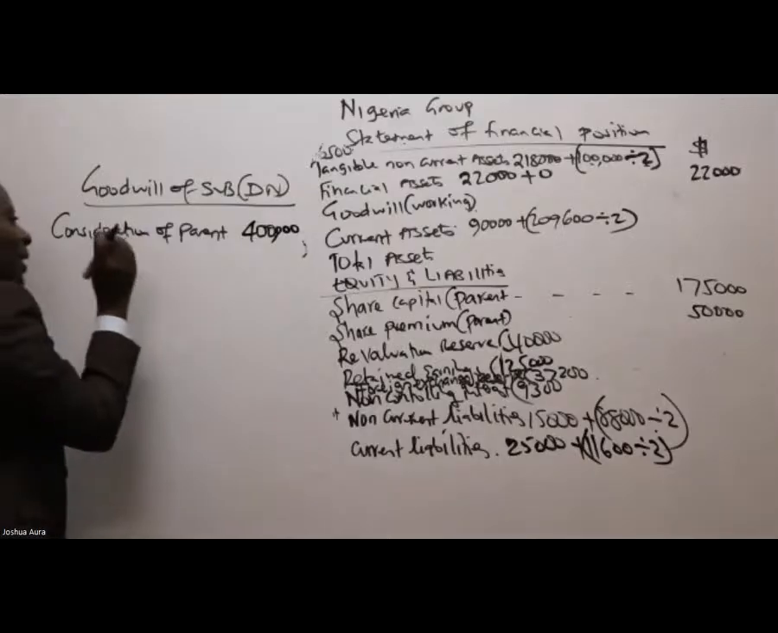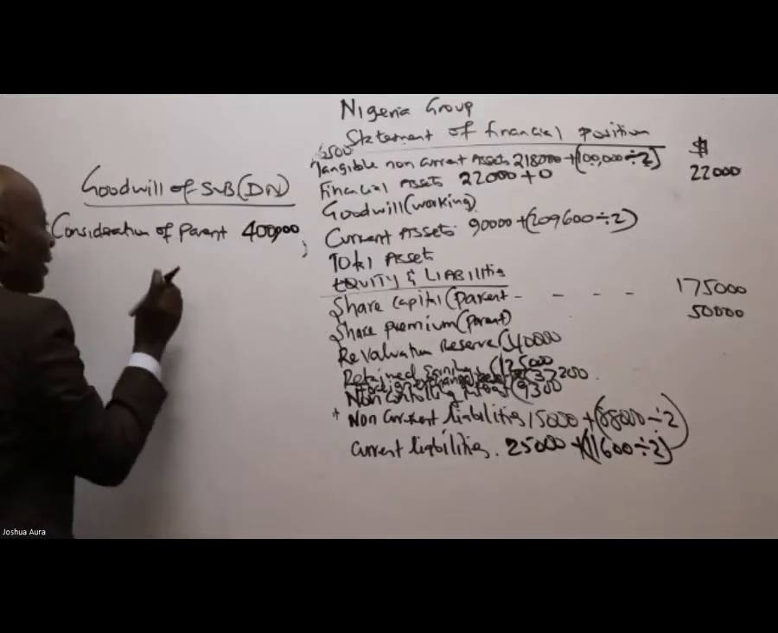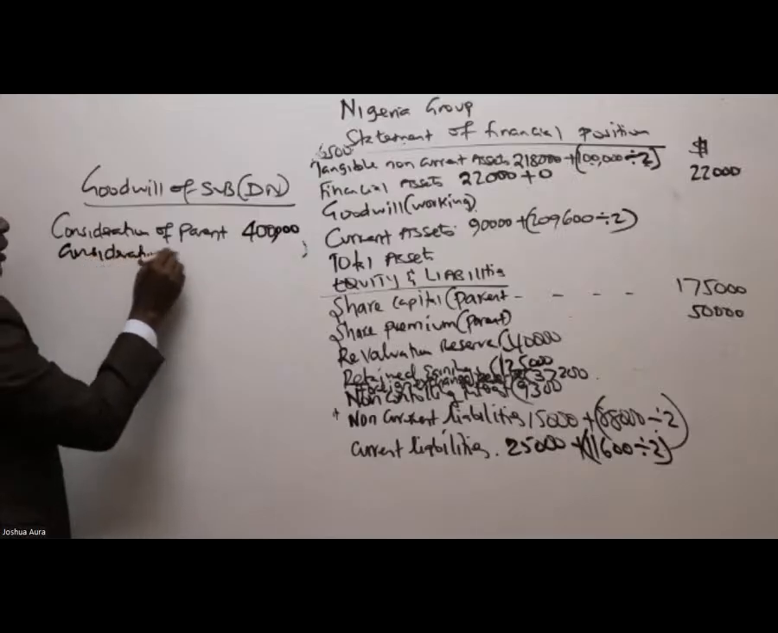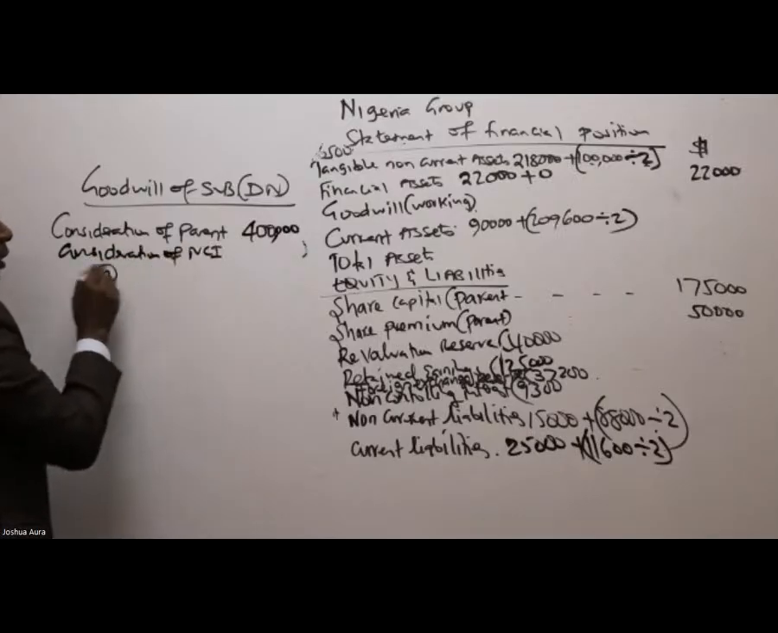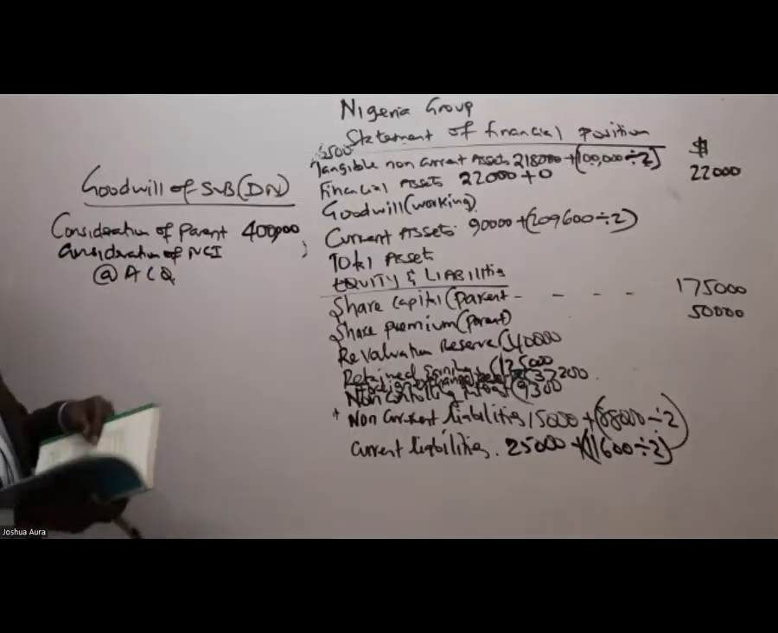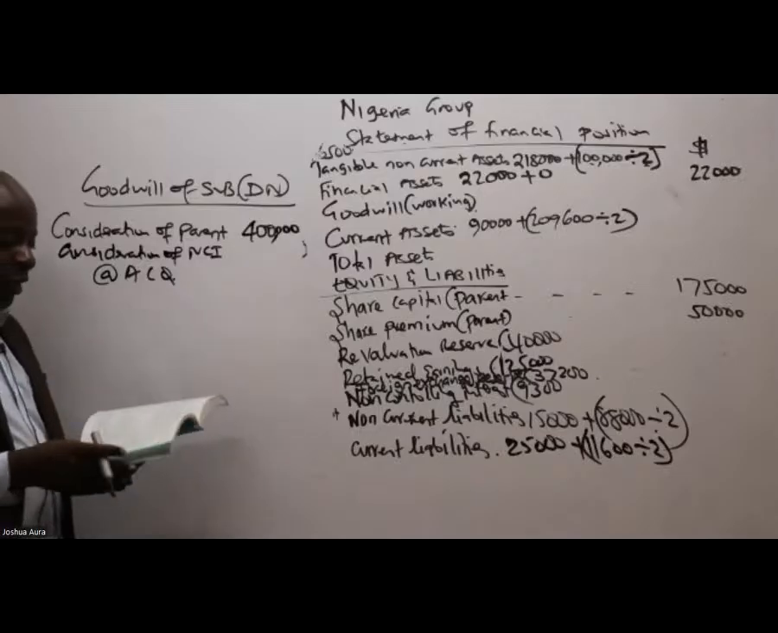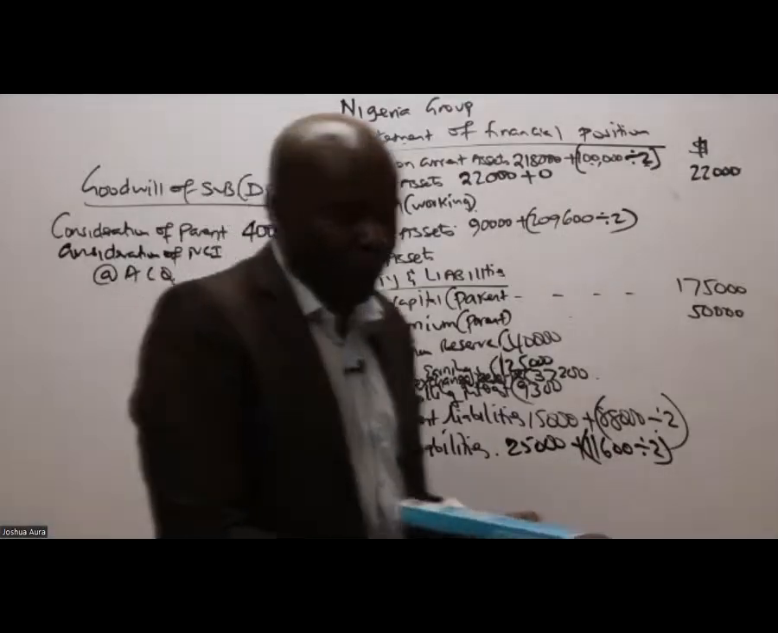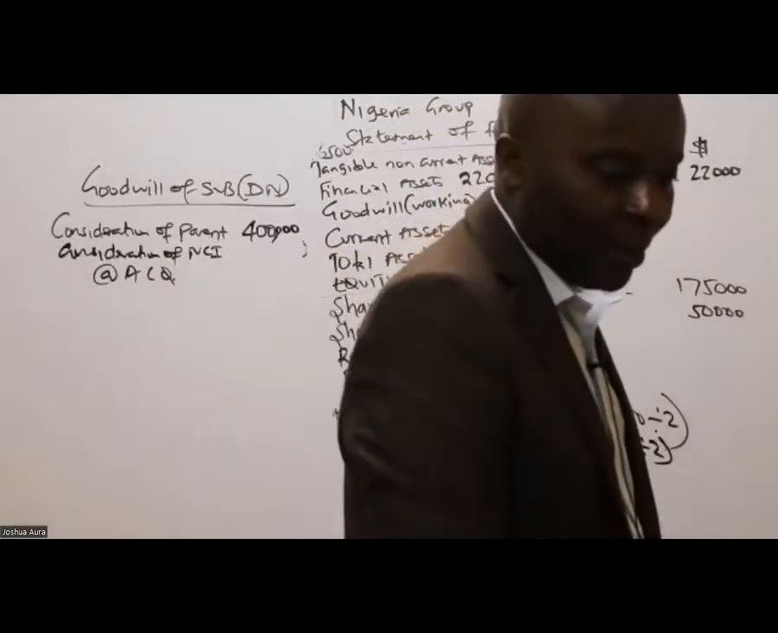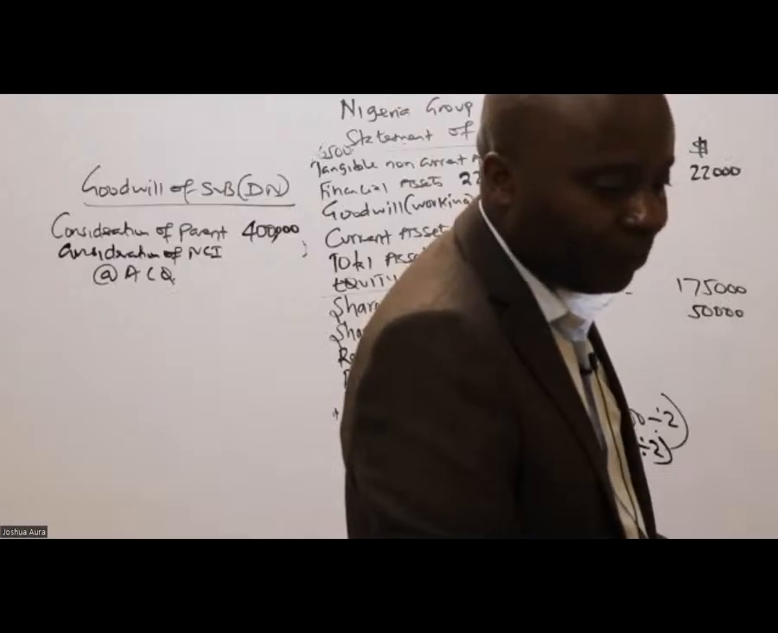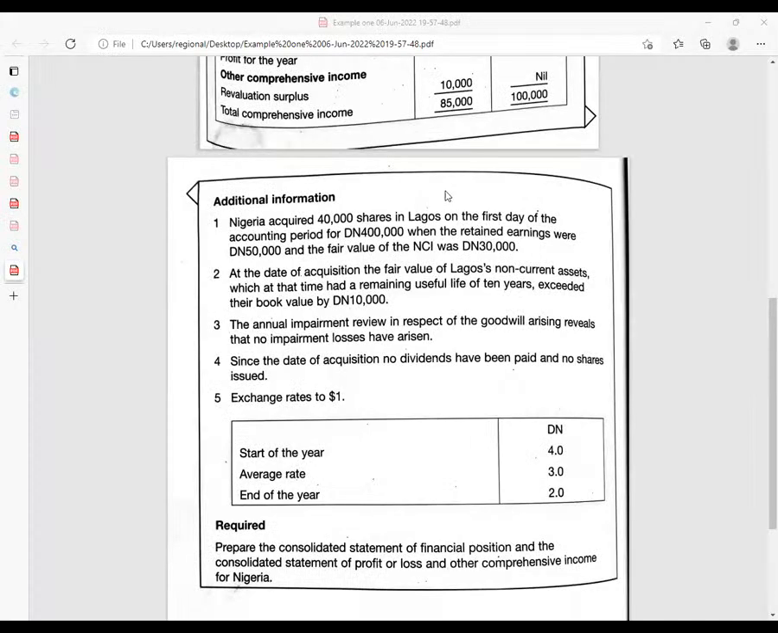Now, of course, the parent never bought this subsidiary 100%. We have the consideration of NCI at acquisition. Are you able to see, at acquisition, how much was the NCI worth? Have they given us NCI at acquisition? How much was the NCI worth at the date of acquisition?